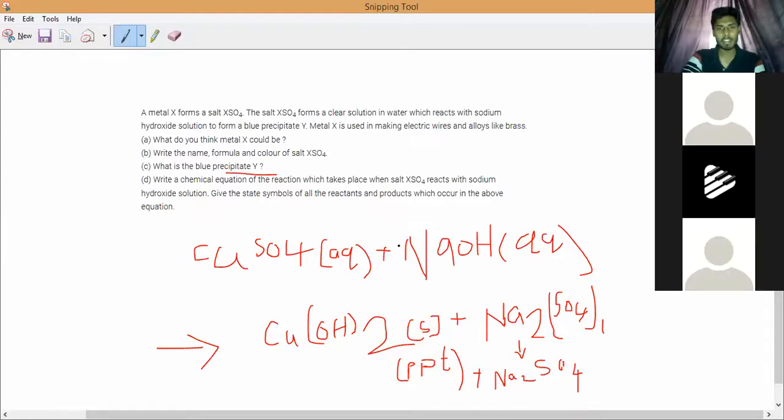Balancing. I think here for copper you have to keep hydroxide. CuSO4 plus 2 NaOH. Is it correct? Yes, sir. If you keep 2 NaOH here, everything is balanced. That's all.